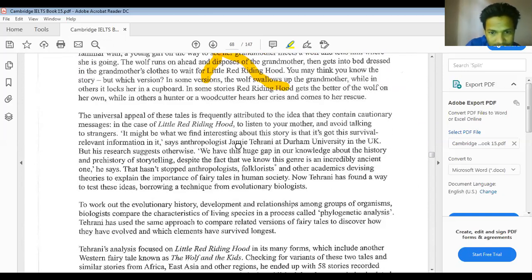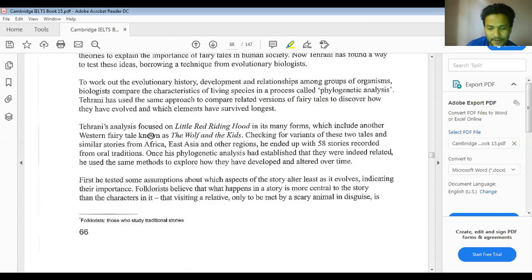Let's find out tyranny first. Okay, here is the tyranny. Let's read the sentence above. It might be what we find interesting about this story is that it has got its survival relevant information in it. Survival relevant information.